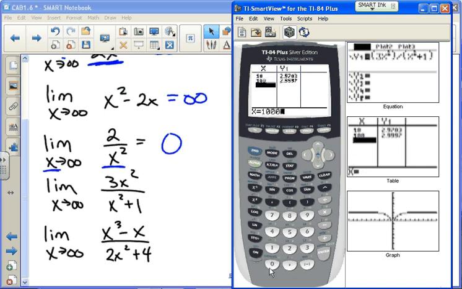So as x gets bigger and bigger, notice my x values go 10, 100, 1,000, 10,000. They're getting bigger and bigger. My y value is getting closer and closer to 3. So my answer would be 3.